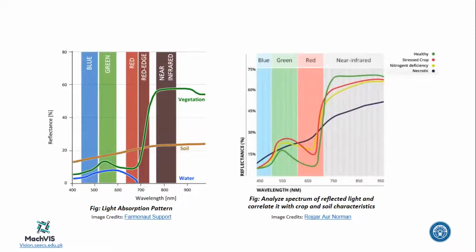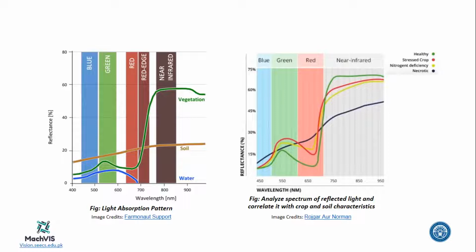So there is a visualization which shows the reflectance pattern of water, vegetation, and soil. If you see in water, the reflectance of blue and green is there, but no reflectance of the red band when there is a water body.